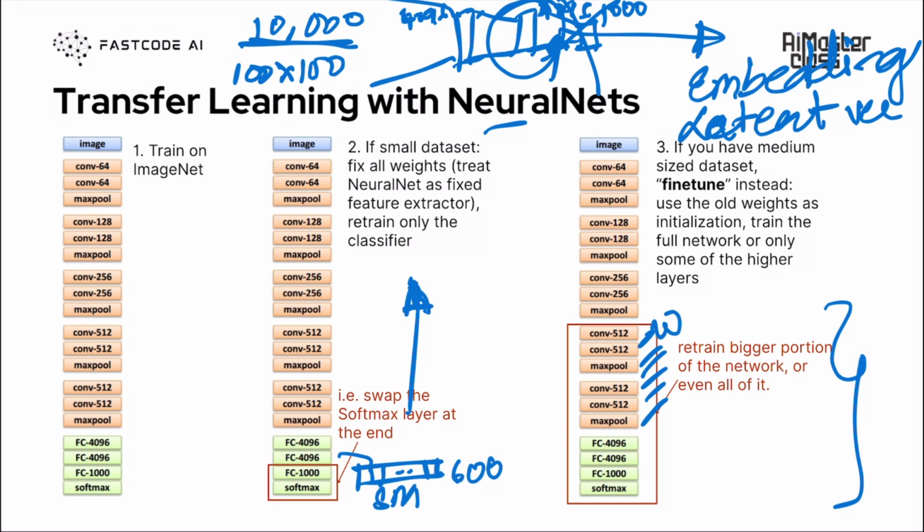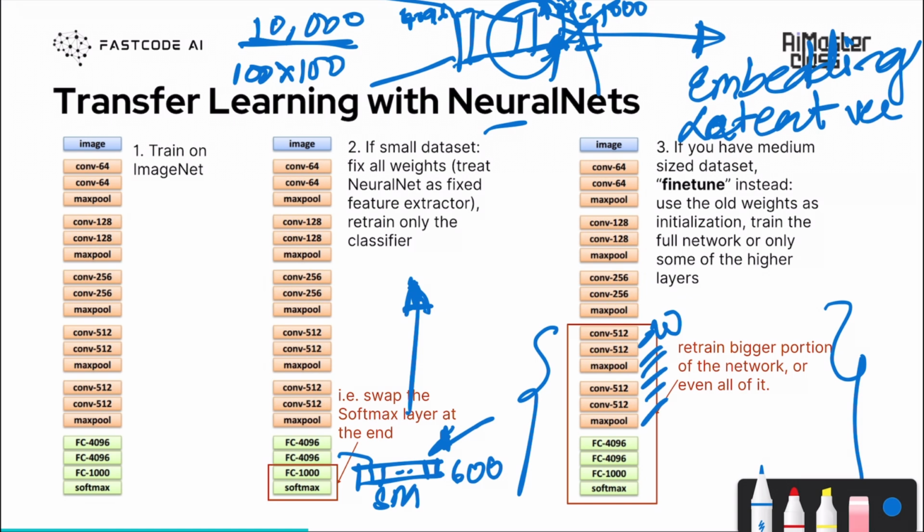This is when you have a medium sized data set. So in this case, the fine tuning is not just on the last layer, but on, let's say, a bigger part of the network. Yeah, simple.